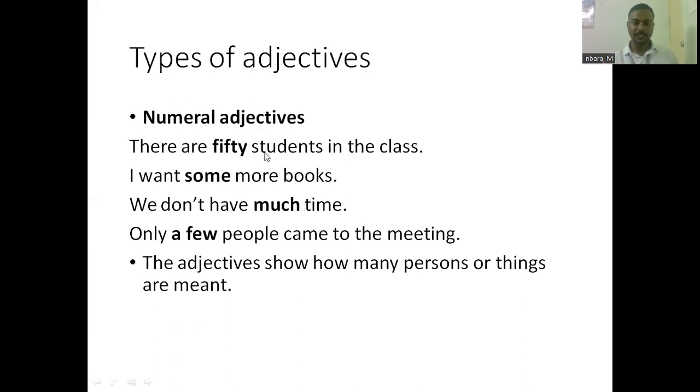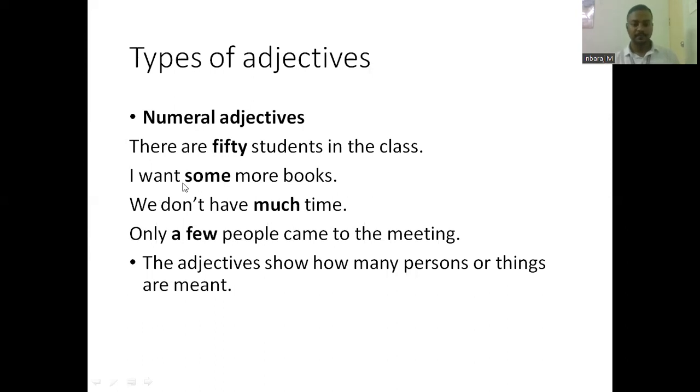There are 50 students in the class. So here, 50 is the adjective and student is the noun. And the adjective qualifies the noun, describes the noun. How many students are there in the class? There are 50 students. So here, the adjective denotes a number, that is 50.